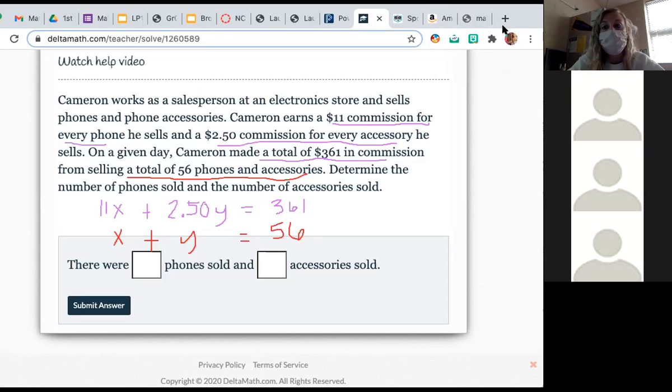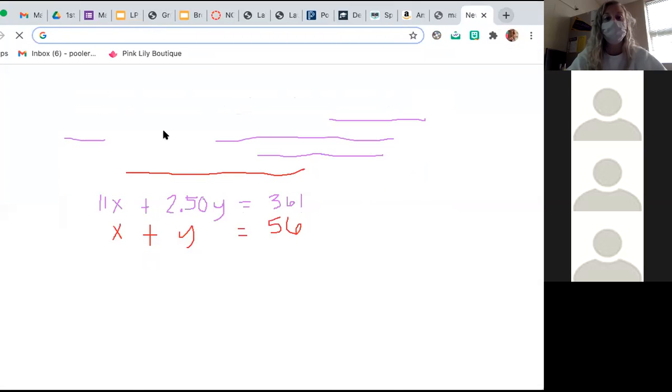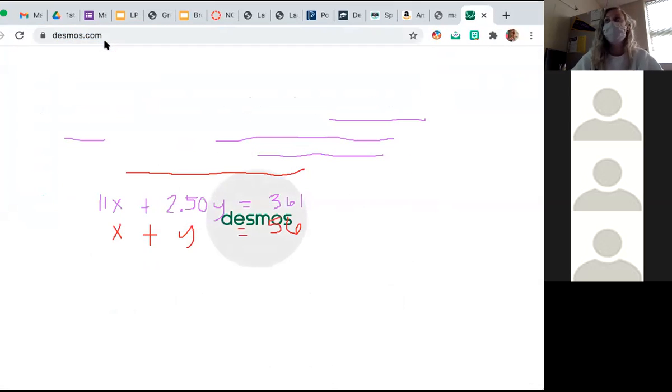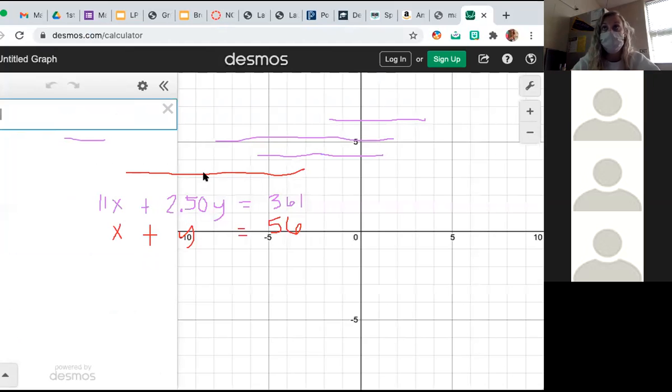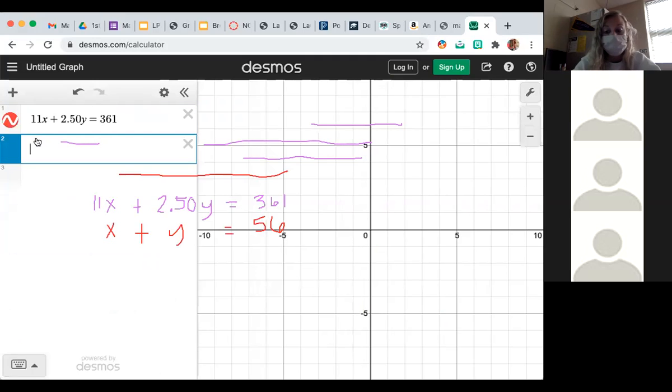So everybody, look, if you have a calculator, we can go to Desmos. And on your check-in, remember the calculator's in the top corner. So I'm going to go to Desmos. I can put these 2 equations in just like they are. Did everybody hear me say that? All right, so check it out. I'm going to type in 11x plus 250y equals 361. Y'all okay? Then in a new box, I'm going to type in x plus y equals 56. Does everybody see how I just typed them in just like they were?